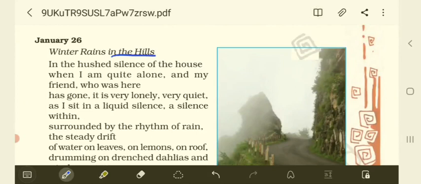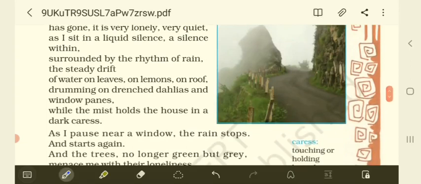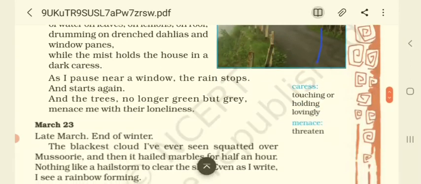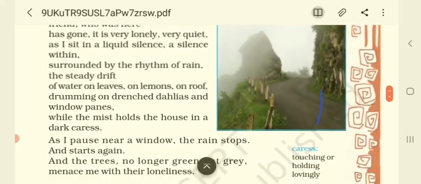In the hushed silence of the house, when I'm quite alone and my friend who was here has gone, it is very lonely, very quiet as I sit in a liquid silence. Surrounded by the rhythm of rain, the steady drift of water on leaves, on lemons, on roof, drumming on drenched dahlias and window panes, while the mist holds the house in a dark caress. As I pause near a window, the rain stops and starts again, and the trees, no longer green but grey, menace me with their loneliness. So now the trees look lonely as the winter rain appears and it's quite cold.